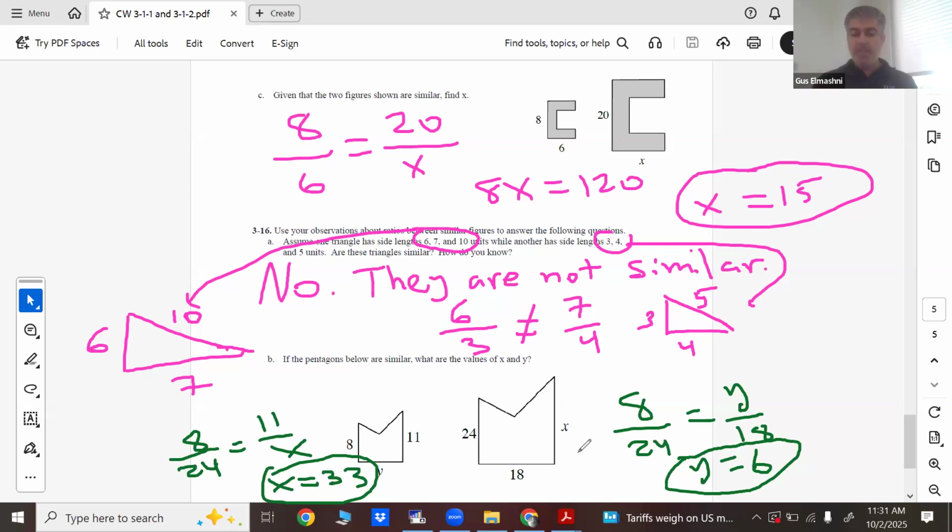Now for part B, next up, 8 to 24 can be compared to 11 to x, or 8 to 24 can be compared to y to 18. So you could have that as well.